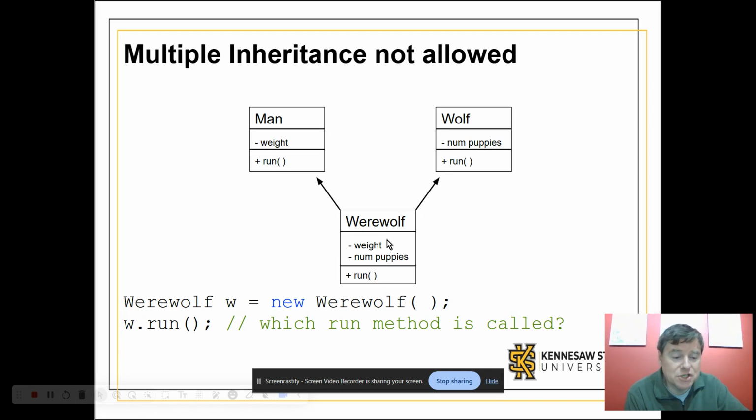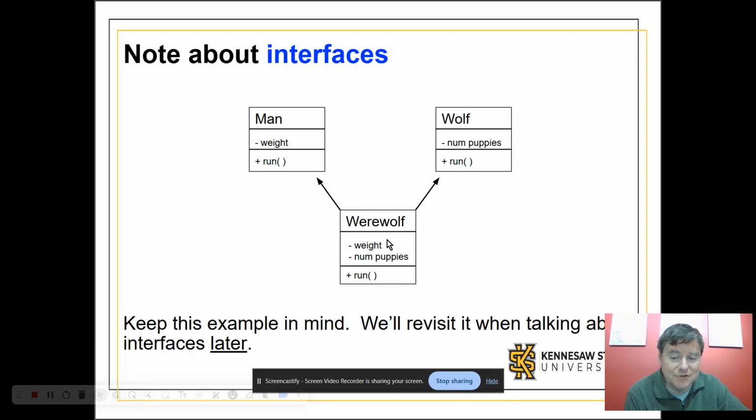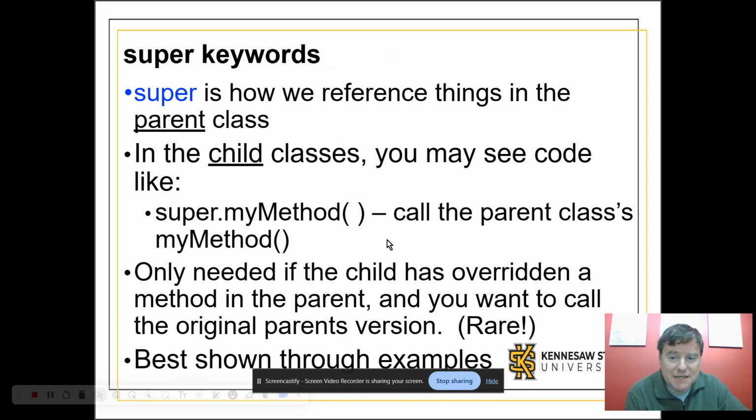You can only be a child of one parent, so you can only extend one class at a given time. So we'll come back to that later, and we'll talk about something called interfaces, which is how they got around this. The next thing to talk about is the super keyword.